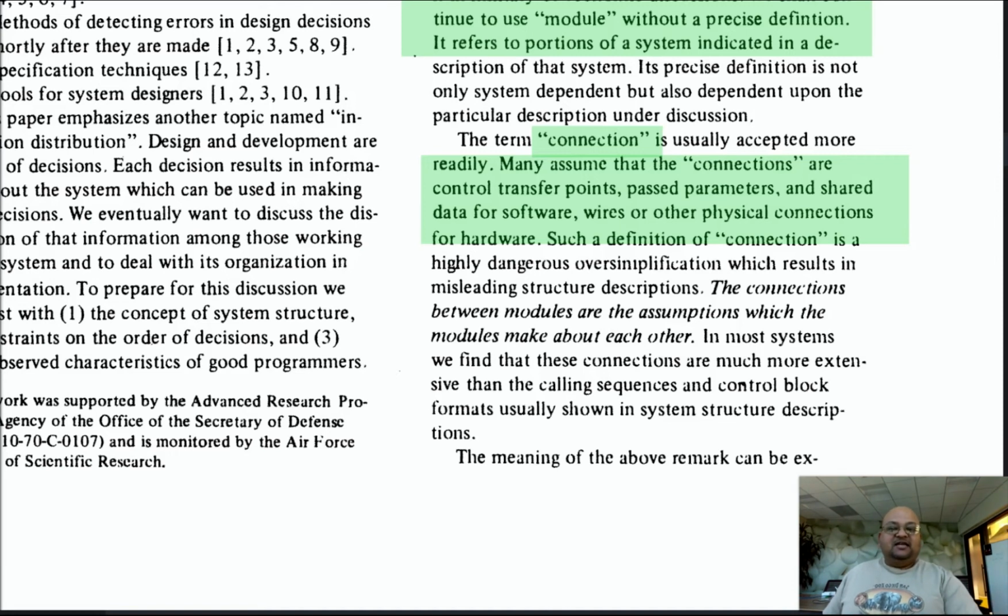But the author claims that this is a dangerous simplification which can lead to trouble. Parnas's definition of a connection between modules is that connections between modules are the assumptions which modules make about each other. And this is the crucial point of this entire paper. If you want to remember one thing from this paper, remember this. Connections between modules are the assumptions which modules make about each other.